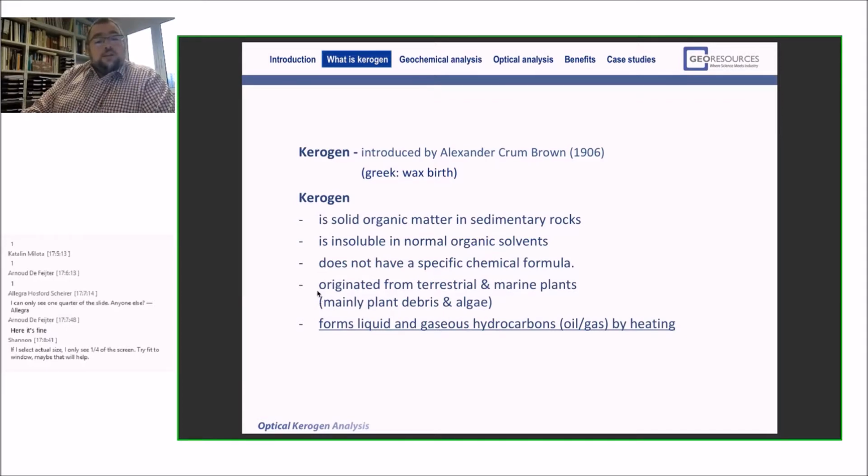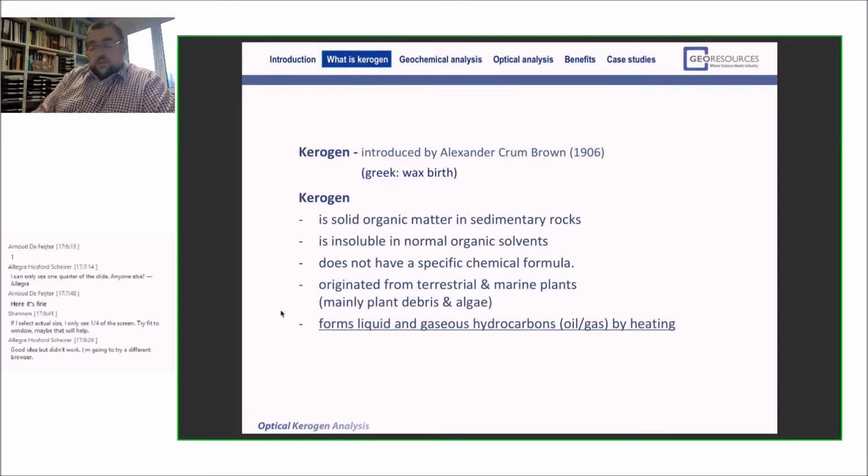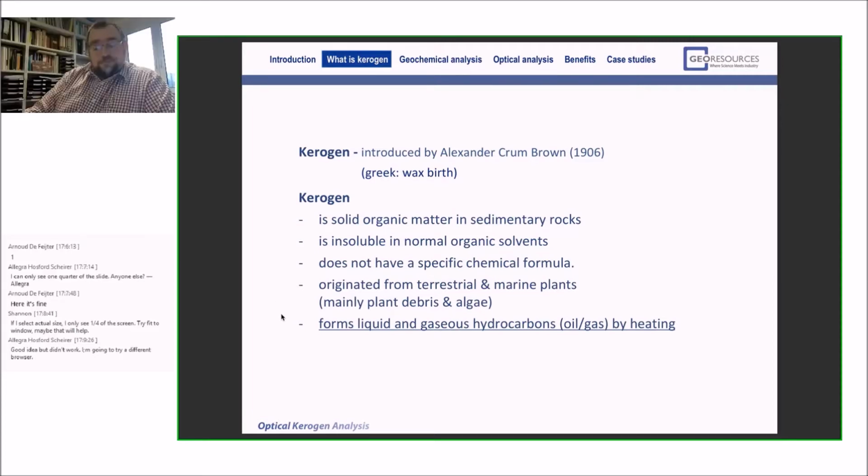It originates from terrestrial and marine plants or organisms, mainly terrestrial plant debris and algae or other planktonic material. During heating, it forms liquid and gaseous hydrocarbons, so it produces oil and gas, and that's the reason why we are interested in it. Otherwise, I guess no one would be sitting around the screens now and listening to me talking about Kerogen.